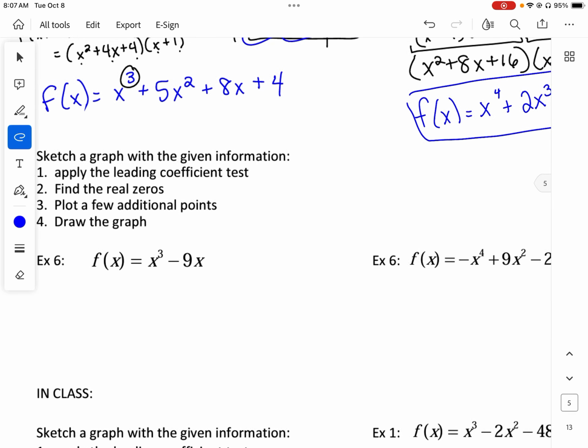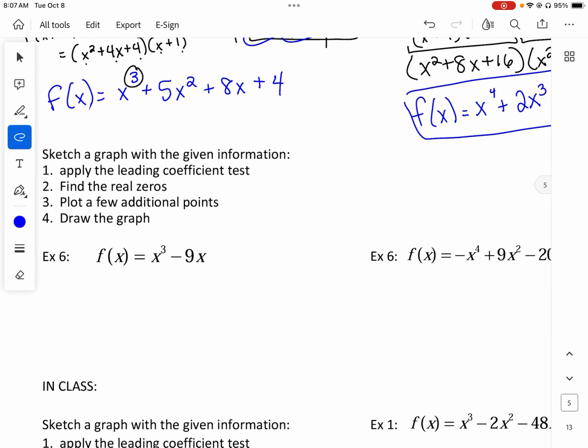Okay, let's go to the next one. This says, sketch a graph with the given information. Apply the leading coefficient test. So this is to the third power, so it is odd. So our end behavior is going to be like this. And then we can find our zeros. So this would be factoring.